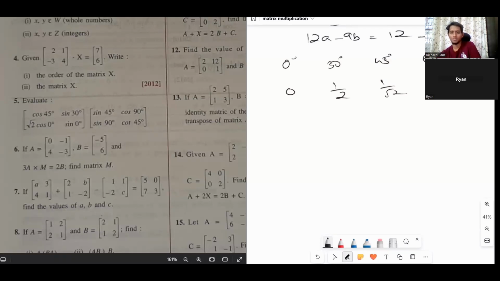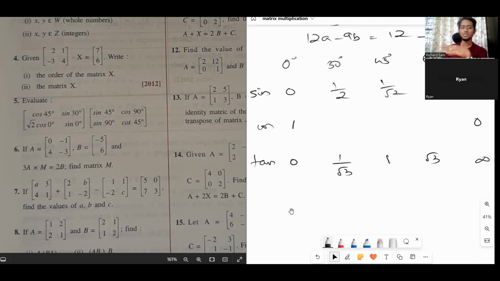Okay, so this is for sine. For cos, what is it? 0 degree is 1. Just the reverse of this. And for tan, starting with 0, ending with infinity. What is the middle? 1 upon root 3, then 1, and then root 3. Yes. Okay, so you're going to substitute these values in place of all this and then multiply both of them.